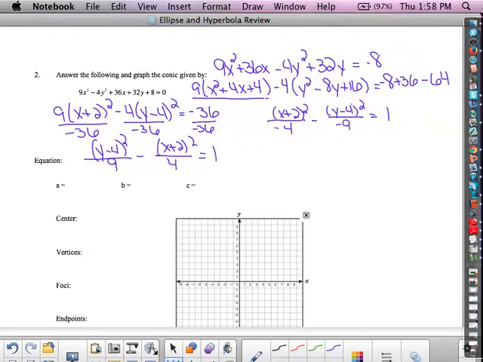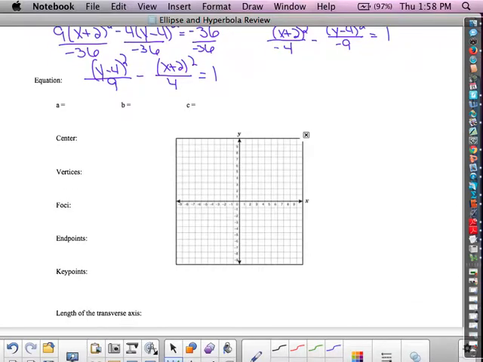So now you know that this hyperbola opens up and down, that the distance from the center to a vertex is 3, the distance from the center to an end point is 2, and we have the equation c squared equals b squared plus a squared. So c is the square root of 13, which is approximately equal to 3.6. So now our center is at minus 2, 4.